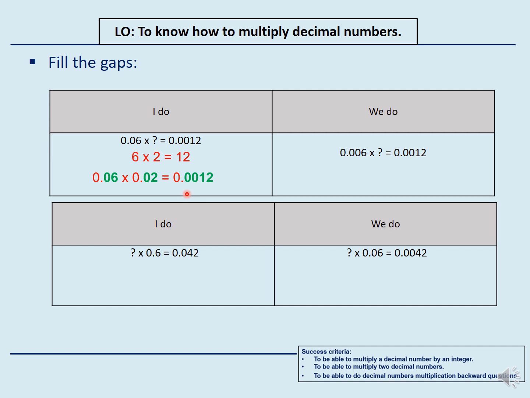Let's just double check. I have 4 decimal places in here. I need to have 4 decimal places in total in the first side as well. I got 2 there, so I needed to have 2 in here as well. So that's why the answer for that missing number was 0.02. Pause the video and have a go with the video question.